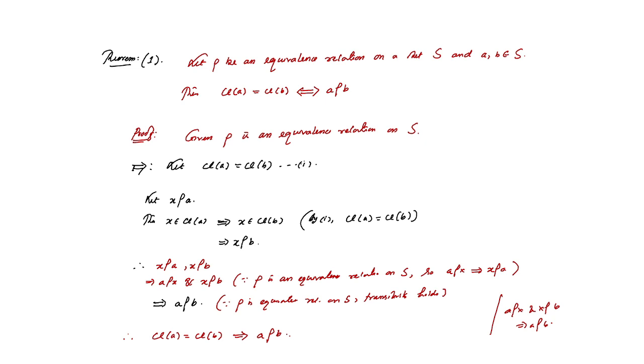Now we'll prove the converse part. We'll consider A related to B, and from that we'll prove class A equals class B. So now we'll prove that side. We consider let A is related to B, and from this we will prove class of A equals class of B.